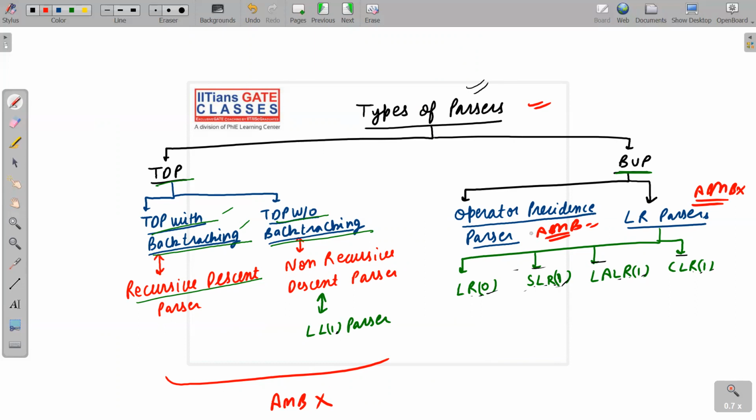Second was left recursive grammar. A top-down parser cannot parse a left recursive grammar. A bottom-up parser can parse a left recursive grammar. There is no problem for a bottom-up parser, but a top-down parser cannot parse left recursive grammar.